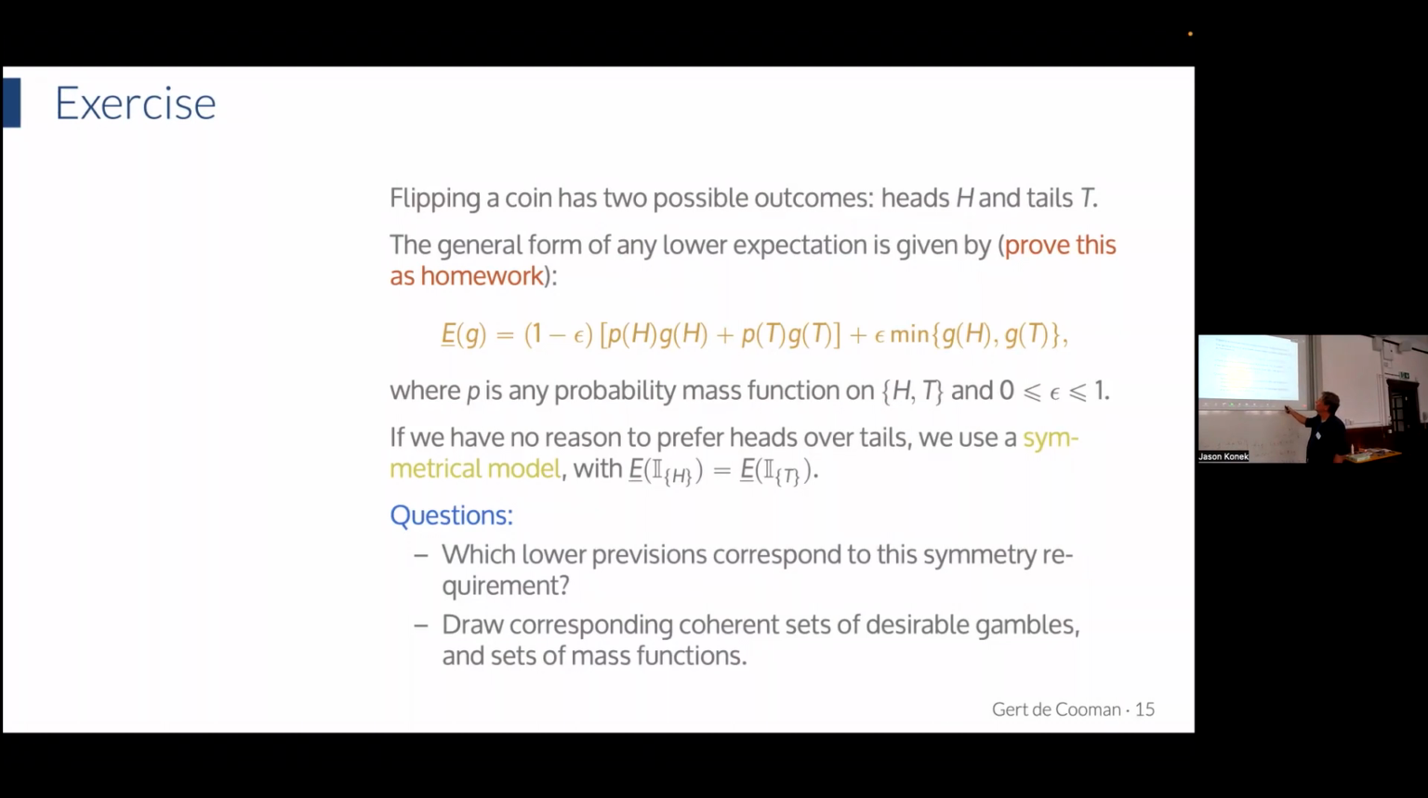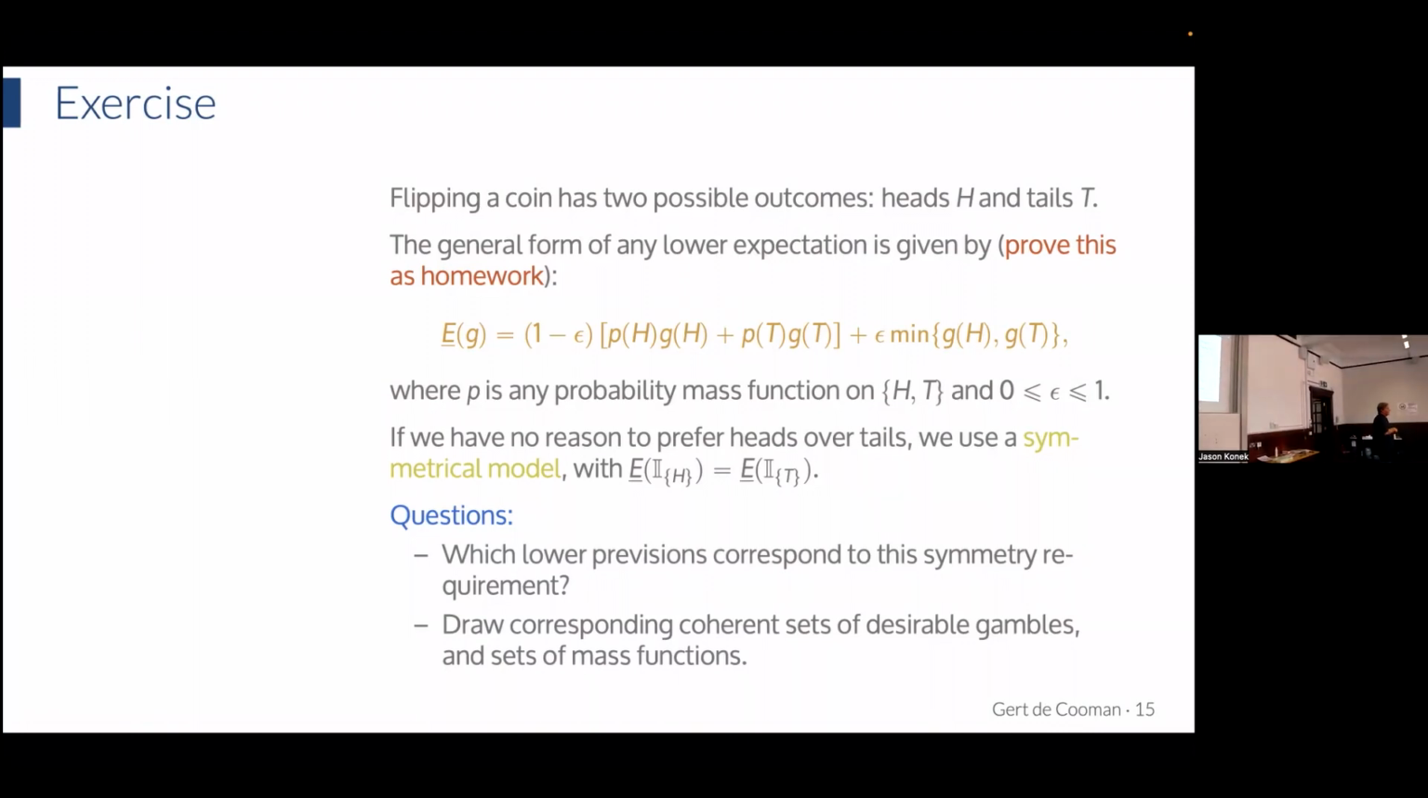So what I have here is the expectation of the gamble G under this probability model. What is between the square brackets is the expected value, or the expectation, of the gamble G with respect to this mass function. I multiply this by 1 minus epsilon, where epsilon is a number between 0 and 1. And I add epsilon times the minimum of G. So I have a convex combination of two models, a precise one, and the vacuous model, which gives me the minimum of the values.